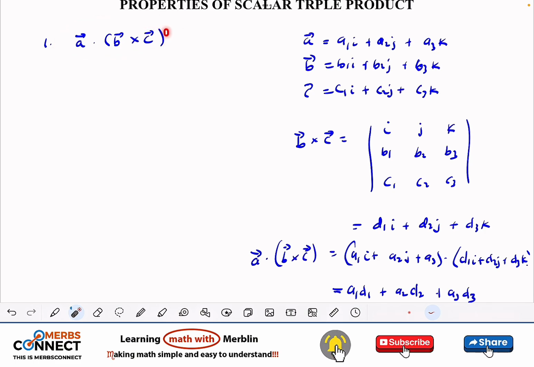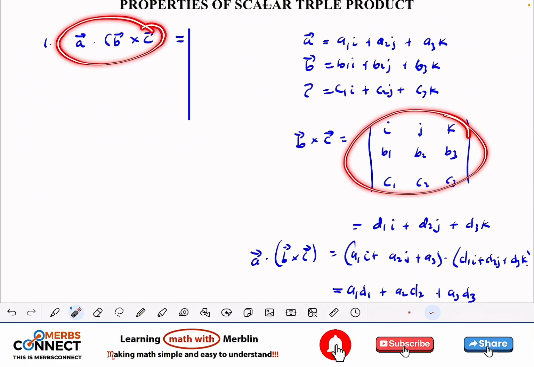Finding the vector for this first, and when you finish, you dot it with A. But we have another way. What can we do with this one? Instead of finding this first, I'm going to write this in this form. So how am I going to do that?